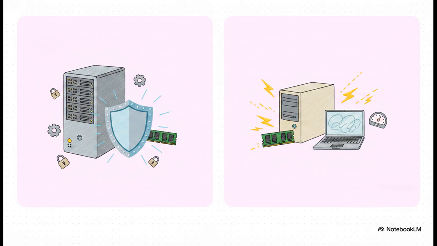First up is ECC, which stands for Error-Correcting Code. This is heavy-duty, server-grade hardware that detects and actually corrects data corruption on the fly to prevent system crashes. It's incredibly stable, but a little bit slower. Then you have non-ECC RAM. That's what you'll find in standard consumer desktops and laptops. It skips the error correction altogether to favor faster speeds and much lower costs.